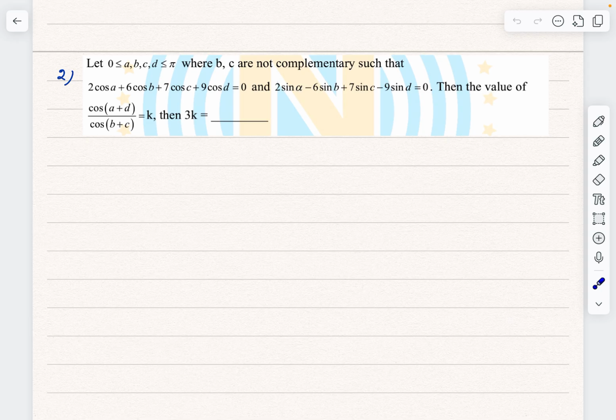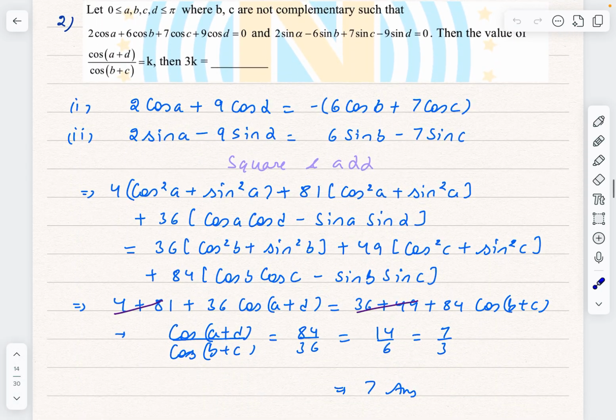See, guys, what we can say here. We can pause and give it a try. Let us start discussion now. The answer for this problem is 7.